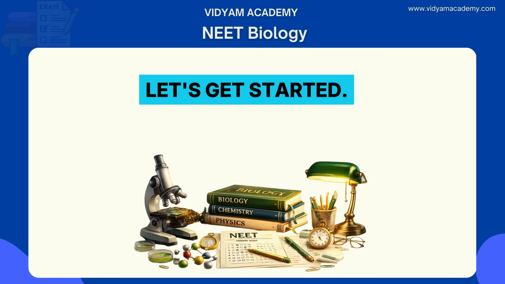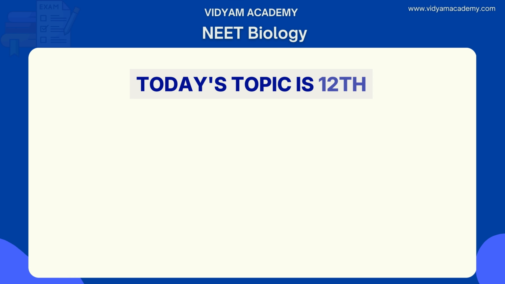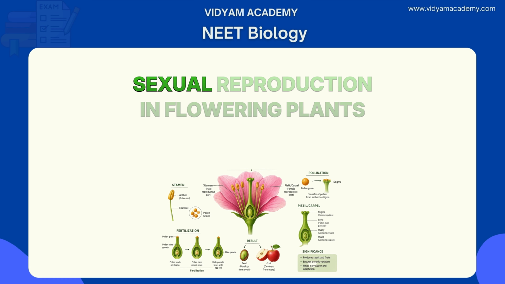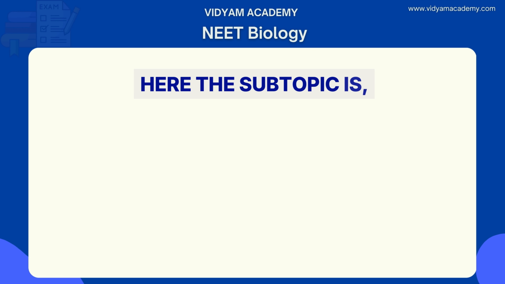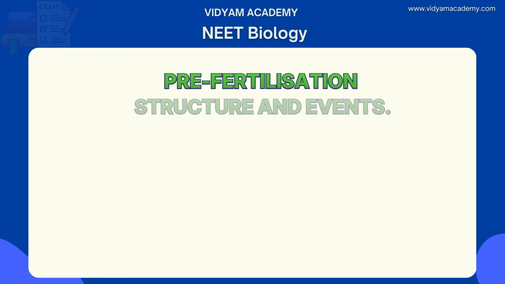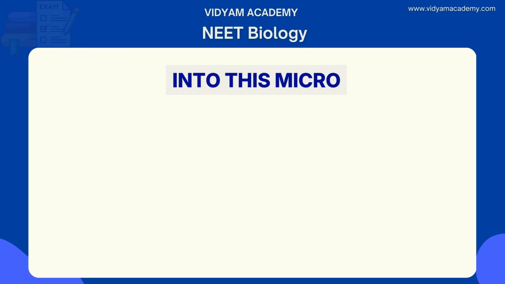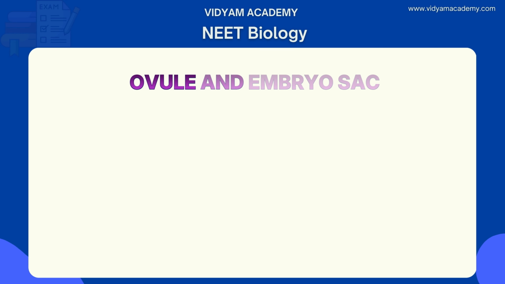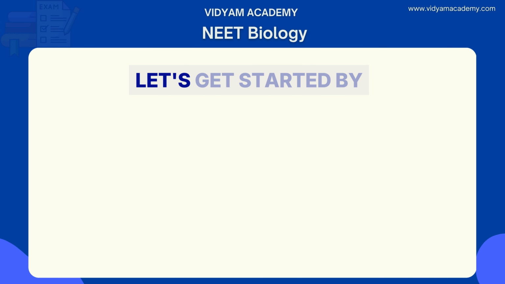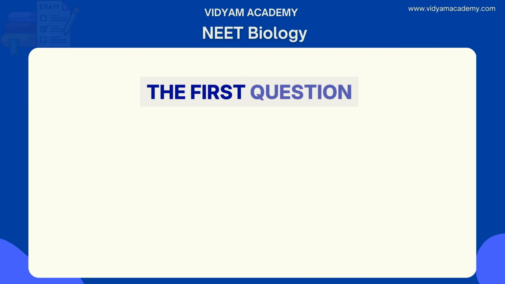Let's get started. Today's topic is 12th standard NCERT biology. The first chapter, sexual reproduction in flowering plants. Here the subtopic is flower, a fascinating organ of angiosperms, pre-fertilization structure and events. Into this micro level subtopic is Megasporangium, ovule and embryo sac and pollination. Let's get started by the first question.